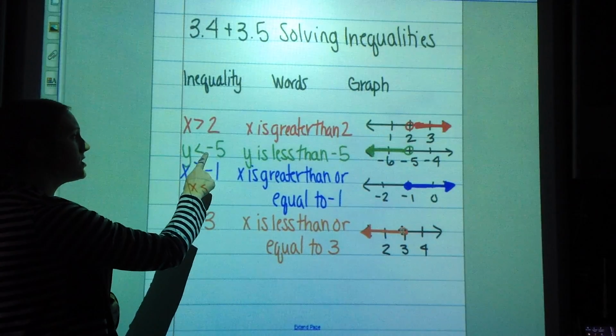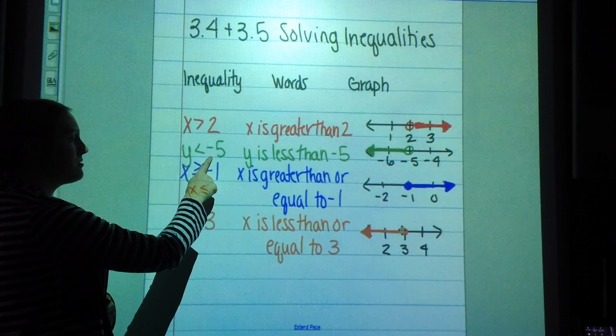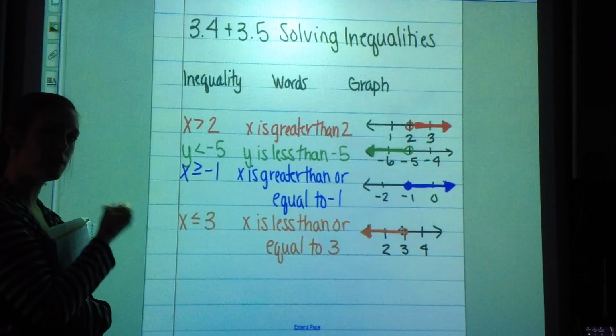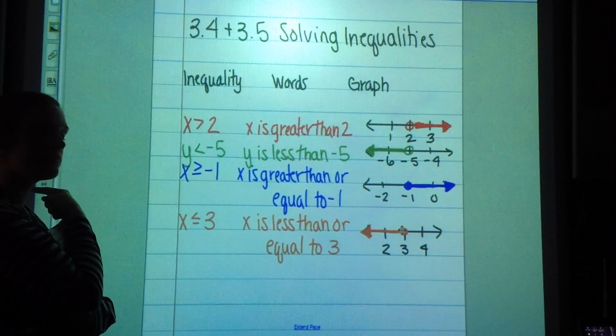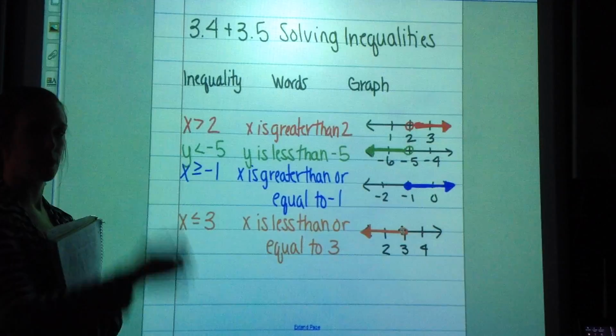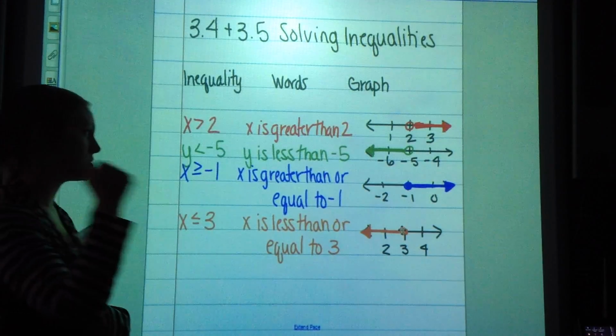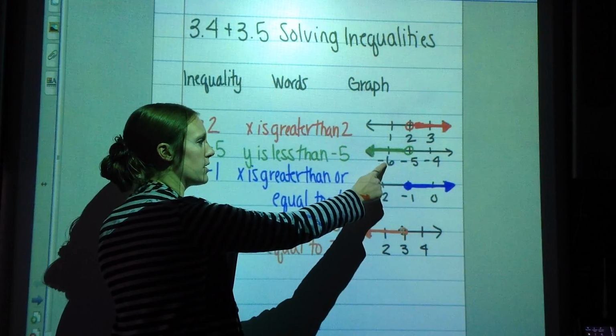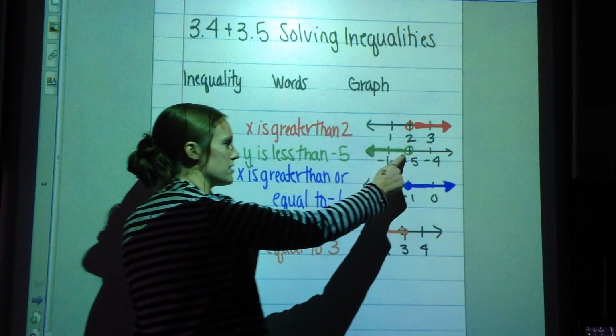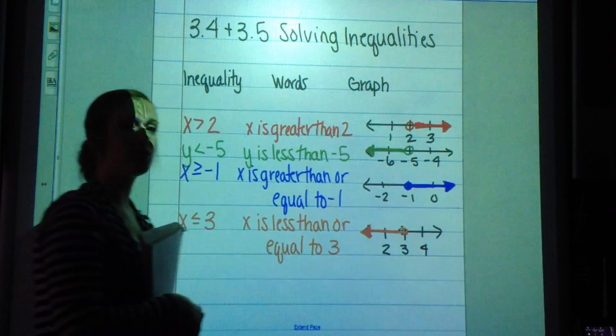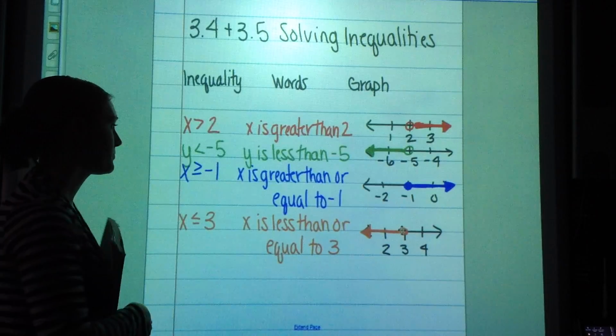Y is less than negative 5. Anything smaller than negative 5, anything to the left of negative 5, is going to be your answer. So negative 6, negative 7, so on and so forth to the left. That's why it's represented by this graph. The shaded region is your answer. Negative 5 is not part of your answer, so it is not shaded in.